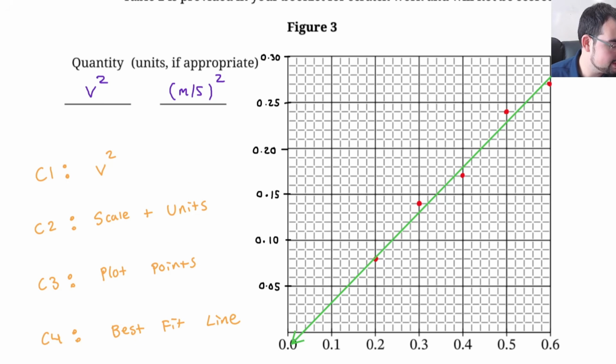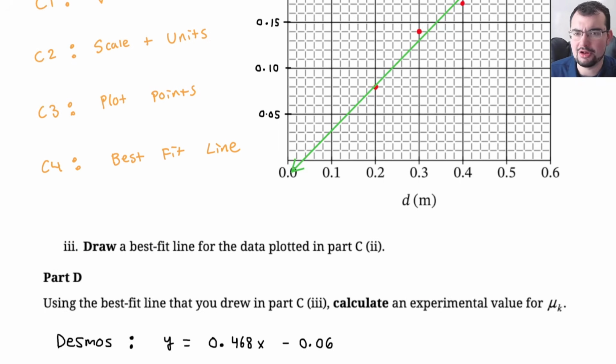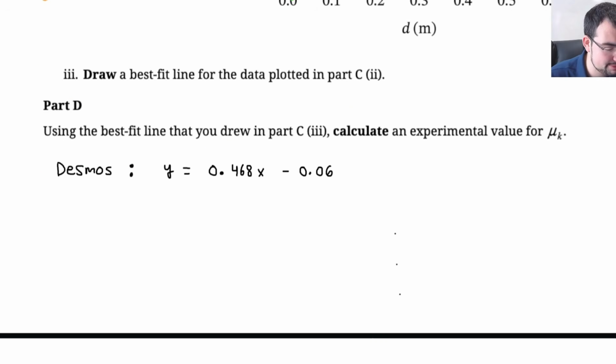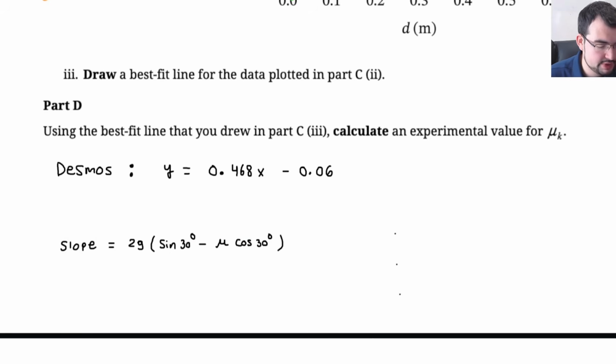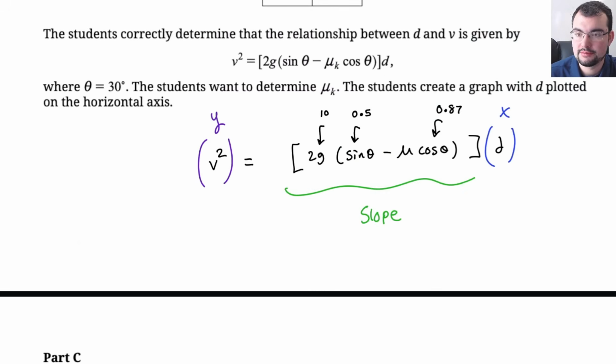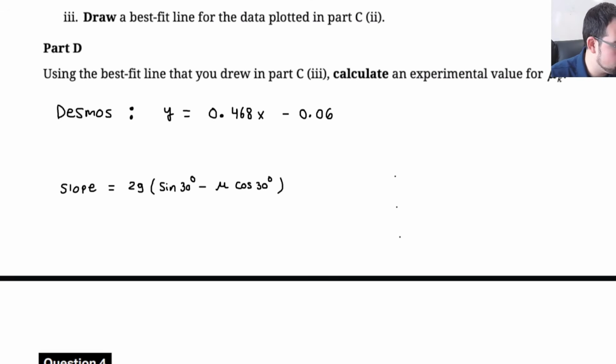Just make sure you're using the line and not the data points. You can't take the slope of data, but you're going to take the slope of a line. So I get my slope is equal to 2g sine theta minus mu cos theta. That's what we said earlier. That's actually how you get d1. You have to relate the slope to the best fit line.